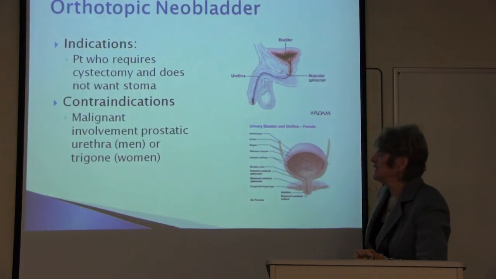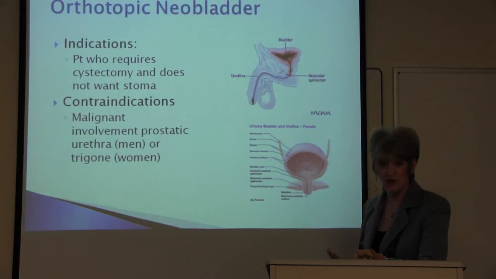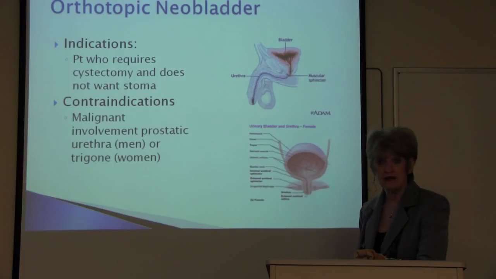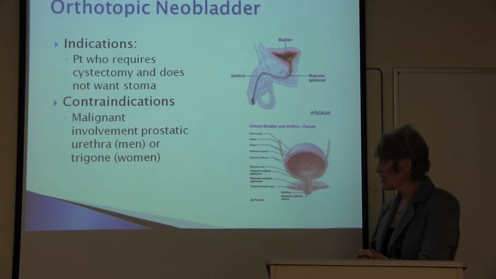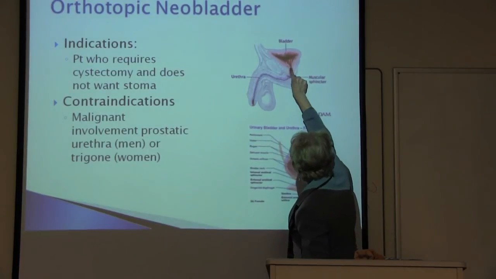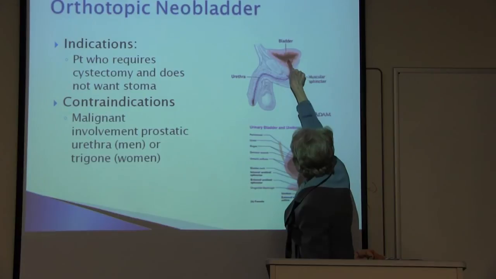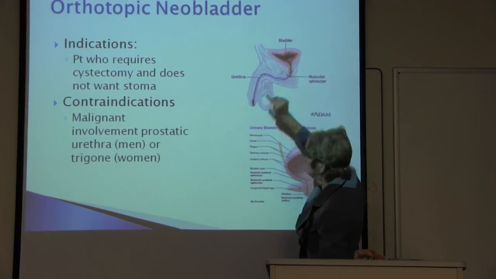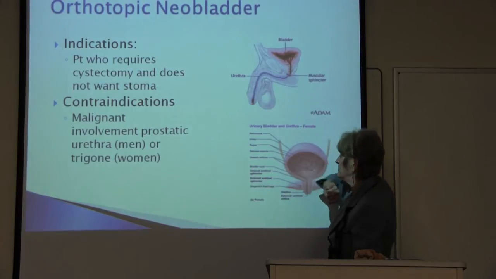Who's a good candidate? Any patient who requires bladder removal and does not want a stoma would prefer to have an orthotopic neobladder. They started out doing them primarily in men. Now many surgeons are doing them in women as well. There are contraindications. In men, if the malignancy extends into the prostatic urethra, then you're going to have to remove all of that tissue. You're going to be encroaching on the voluntary sphincter. They would not be a good candidate.